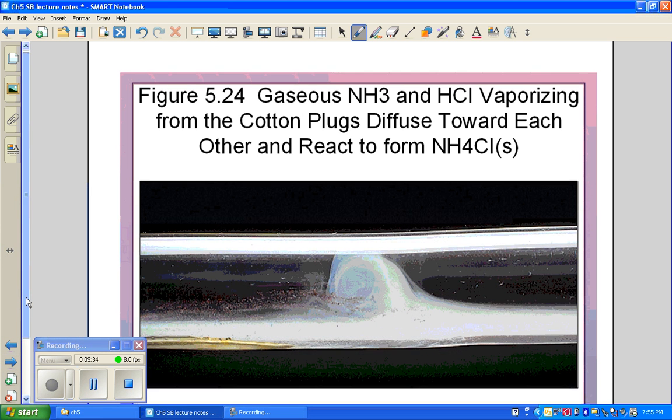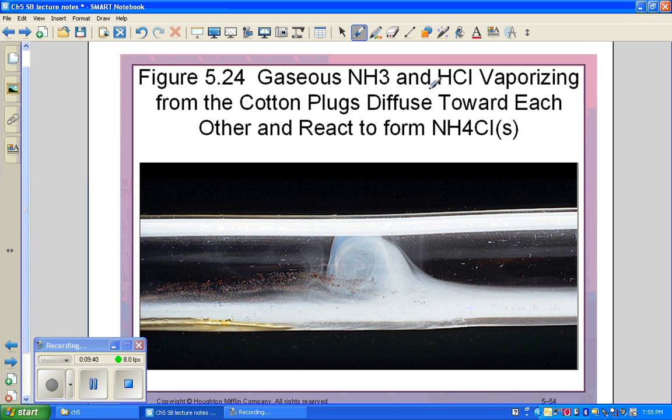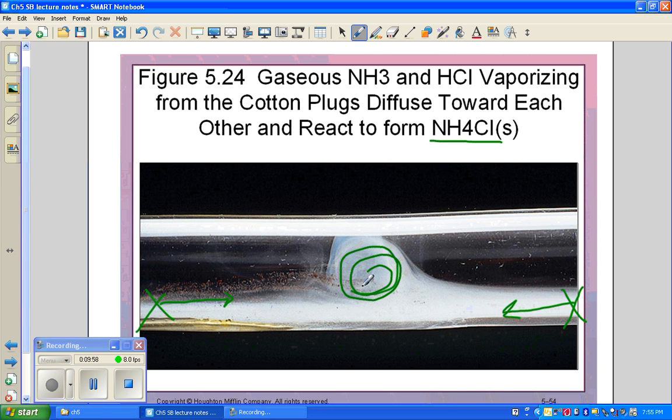So here's an example of this. We have NH3, ammonia, and vaporized hydrochloric acid from cotton plugs diffused towards each other and react to form ammonium chloride. So what this means is I would have one gas on this end of the tube and another gas at this end of the tube. They are released and they're going to travel along the chamber, and when they come together they react and form ammonium chloride.